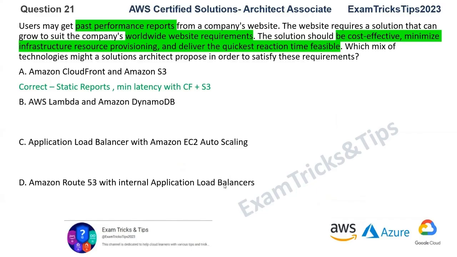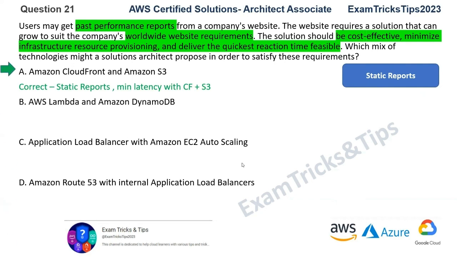Now let's go to the problem and select the correct option, and then we'll also see why the incorrect options are incorrect. So we already know our solution for this particular problem is Amazon S3 and CloudFront that we already selected because it's static reports. Let's see why other options are incorrect.